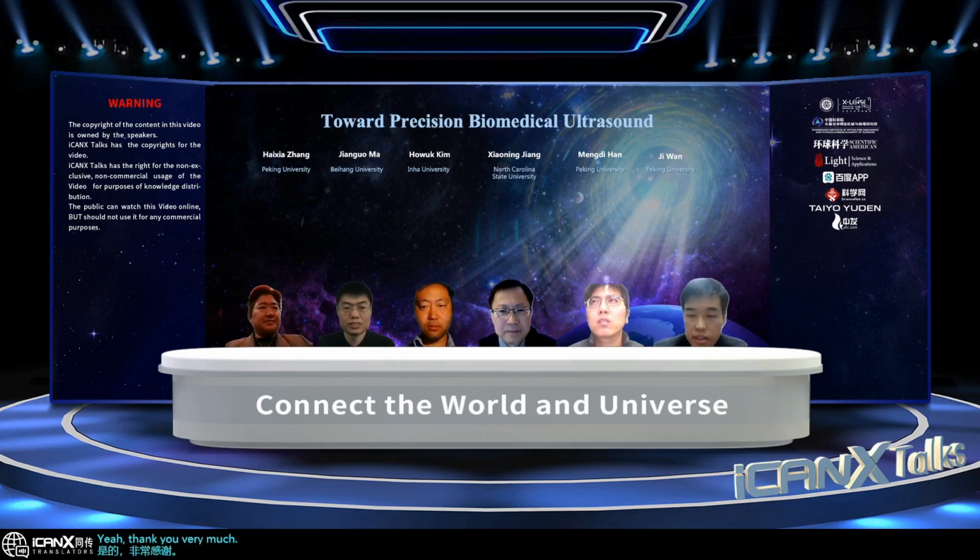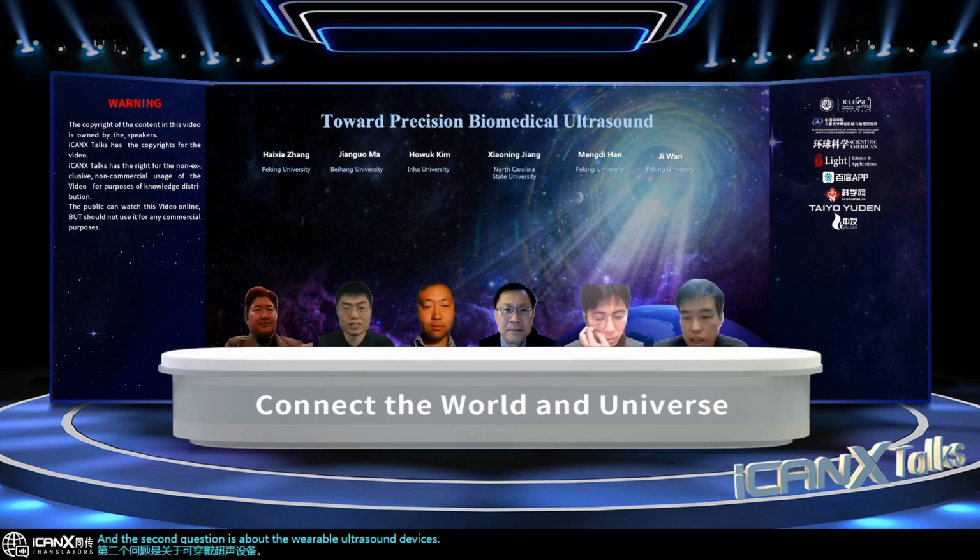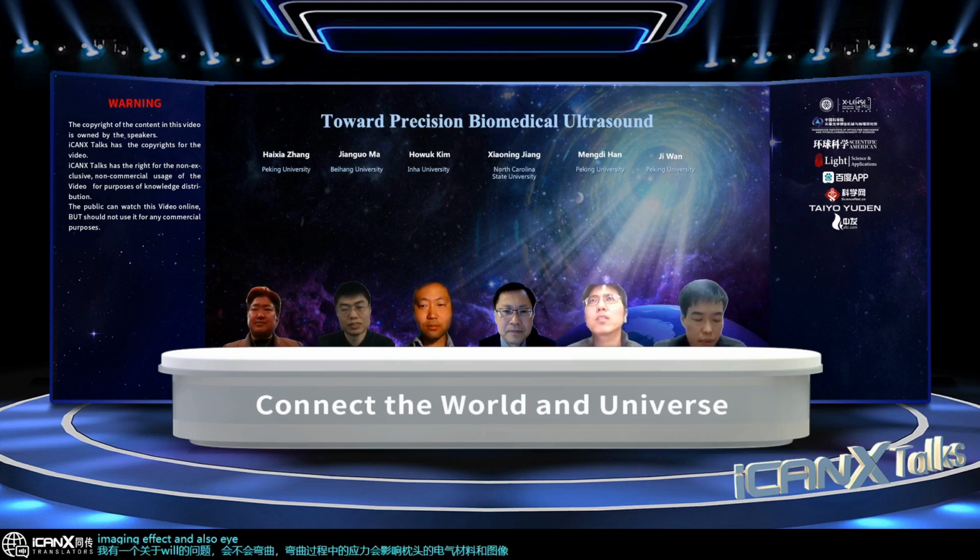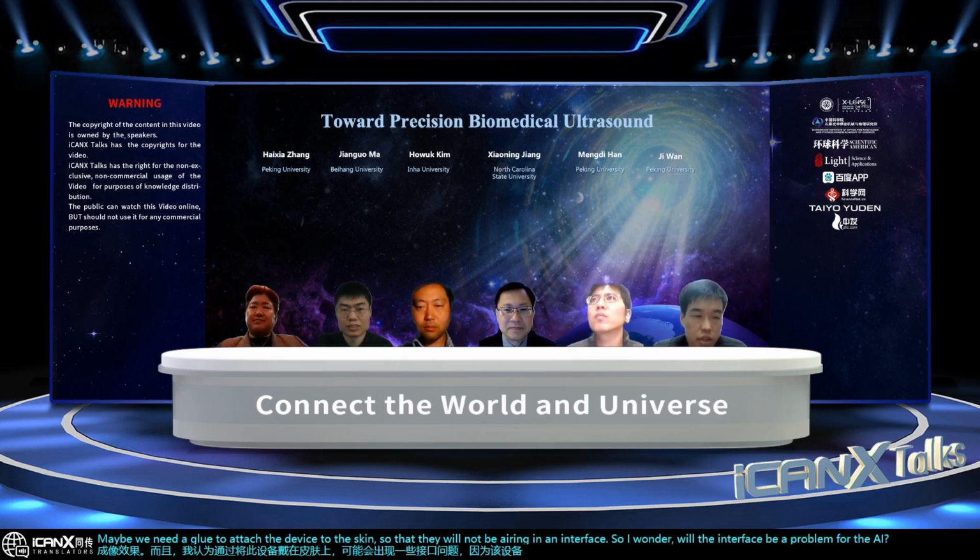Yes, thank you very much. The second question is about the wearable ultrasound devices. Will the stress during bending affect the piezoelectric materials and the imaging? Also, by wearing this device on the skin, there may be interface problems, because we may need a glue to attach the device to the skin so that there is no air in the interface. Will the interface be a problem for the imaging application?